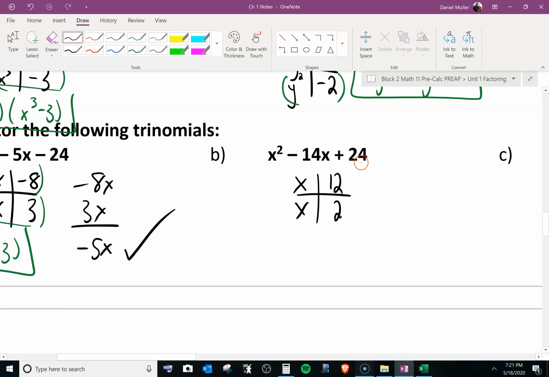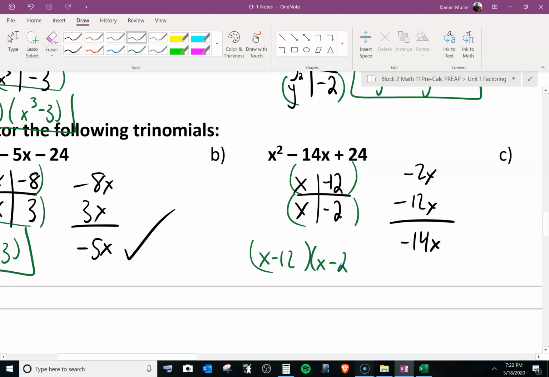It has to be positive, but the diagonals have to be negative. So that's a sign to me that I'm going to make them both negative. So negative 2 times negative 12 still is positive 24. And x times x is x squared. My diagonals, negative 2x, negative 12x. You add them, you get negative 14x. So that's what I need. So there's my x minus 12 and x minus 2.